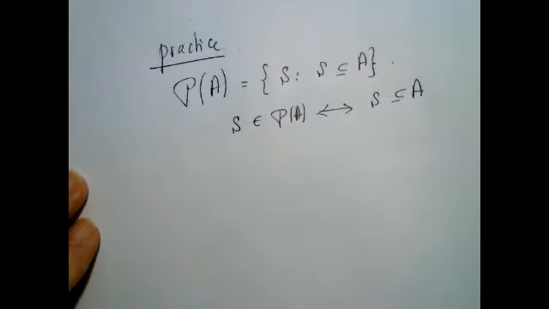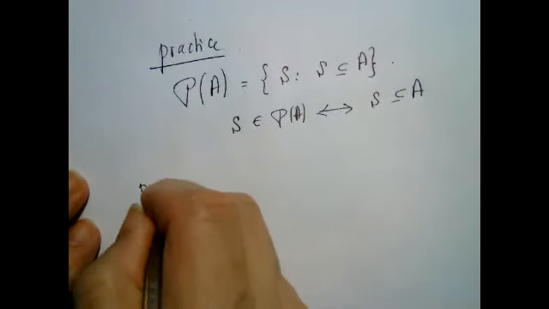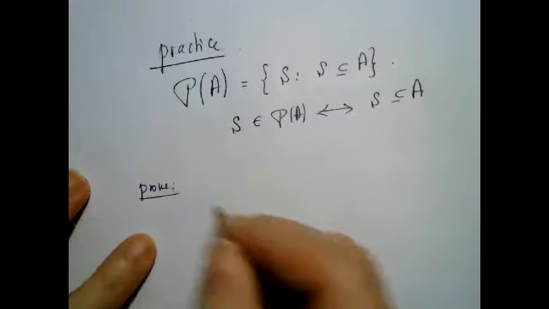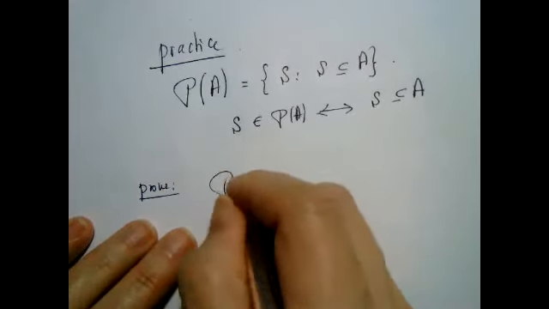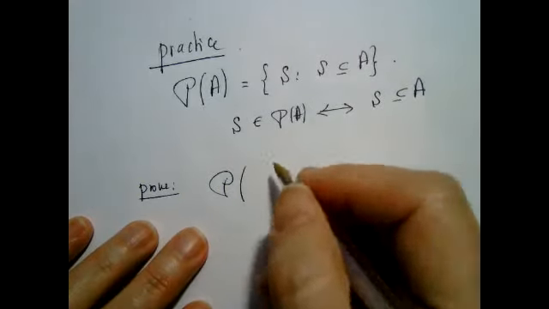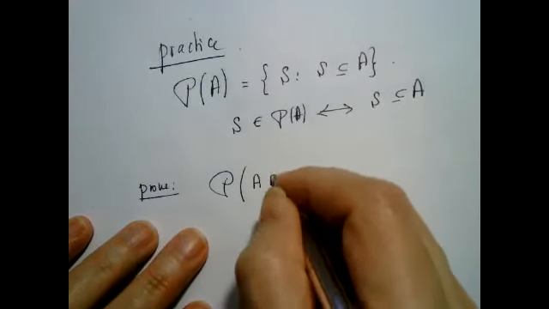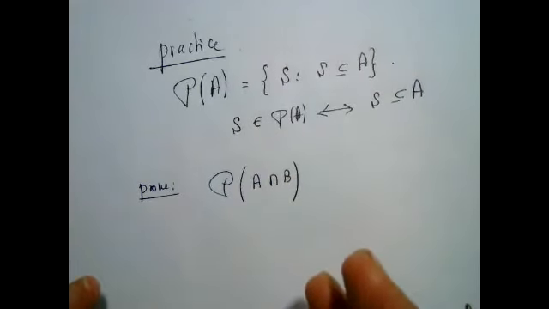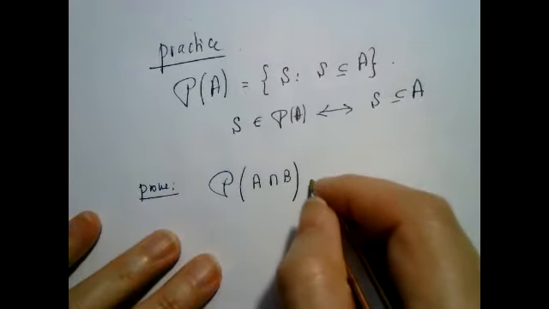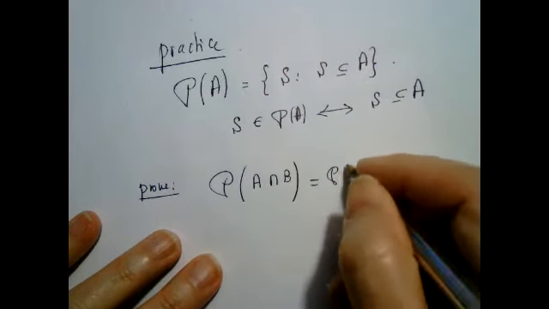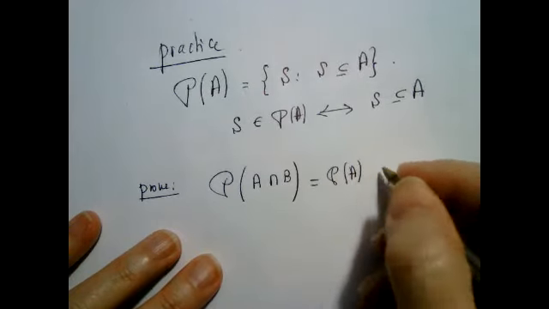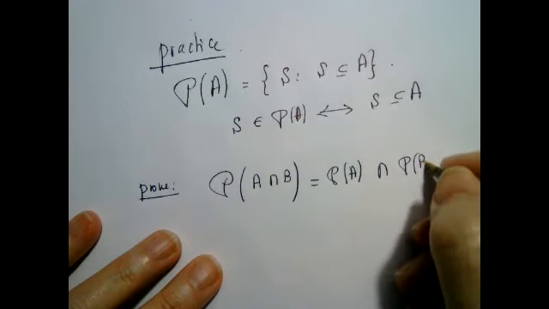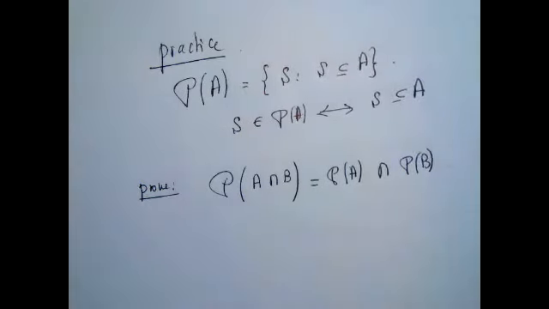Let us say I ask you to prove the following. Show that if I take the power set of A intersect B, so I take two sets, A intersect B, I compute it, and I take all their subsets, this is the same thing as taking all the subsets of A intersect all the subsets of B. Don't be afraid, it's not hard. It's actually easier than the one we did. So we want to prove this.